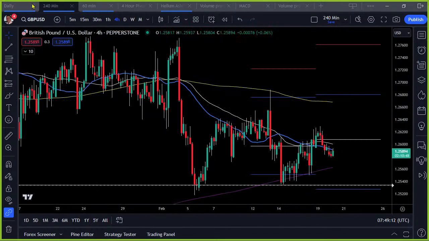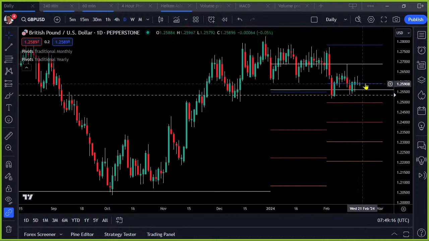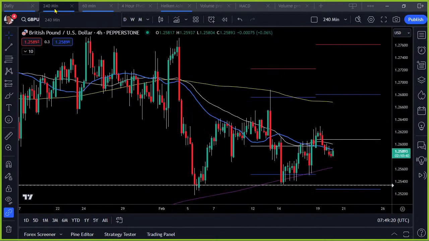The pound is a bit of a mess here. We do have the hearings later, so I would steer clear of this. And daily wise, it's a bit uncertain in terms of where it's going. Well, best thing is to leave it in my book.